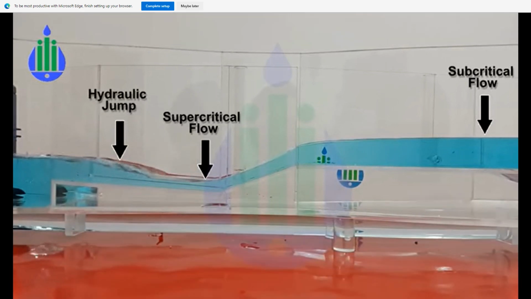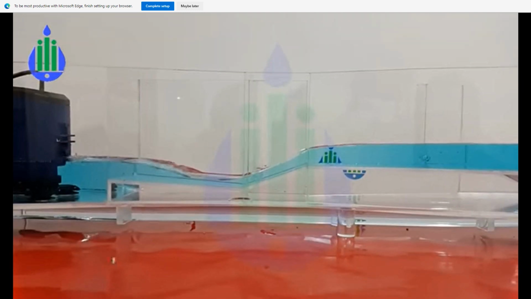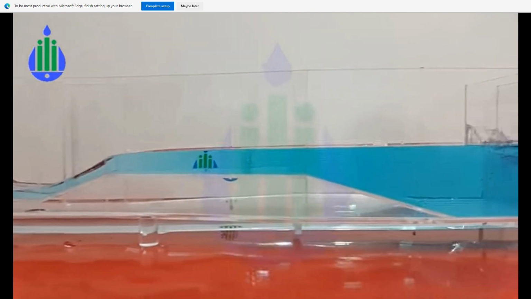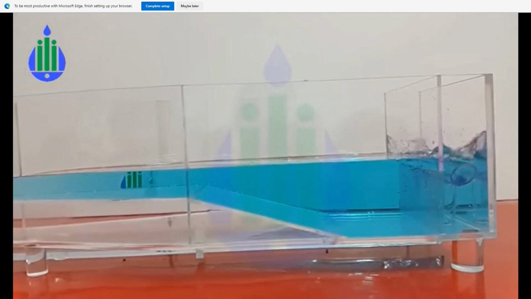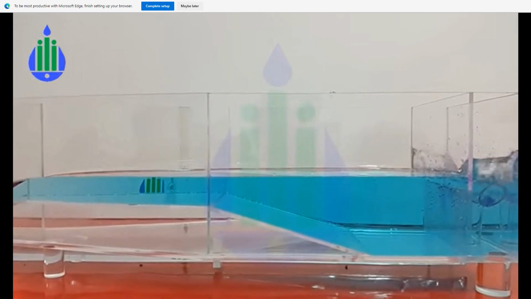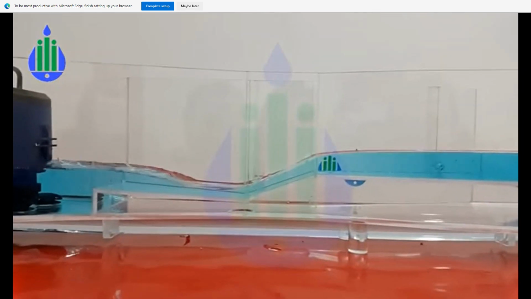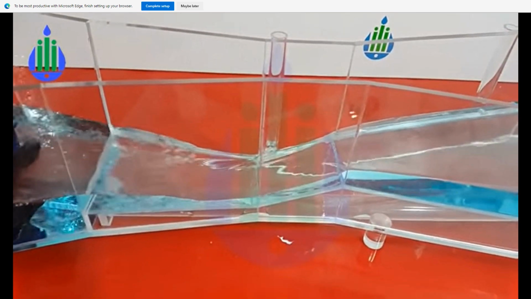What Parshall realized was that if you measure the depth of the water at two locations, then you can quantify the flow rate. There are these calibrated empirical equations that simply relate the depth of flow at two spots to the flow rate.